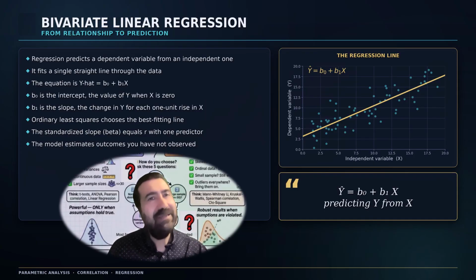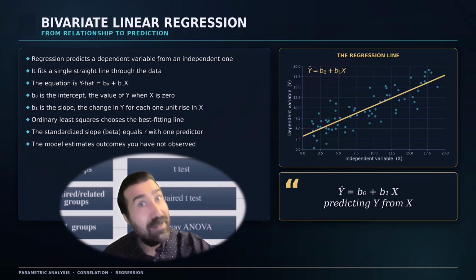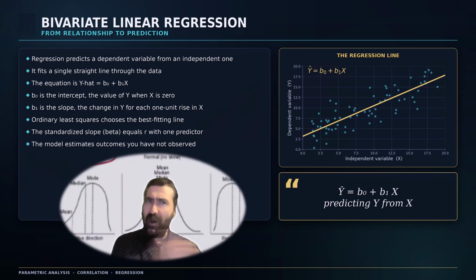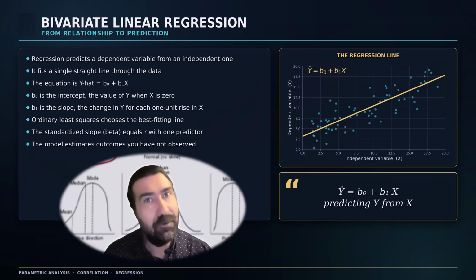Is bivariate linear regression. All right. This is where it gets genuinely exciting because now we level up. We go from just describing a relationship to actually using it. This is regression. Here's the core idea. Correlation tells you that two things move together. Regression takes one big step further and it lets you predict one variable from the other.